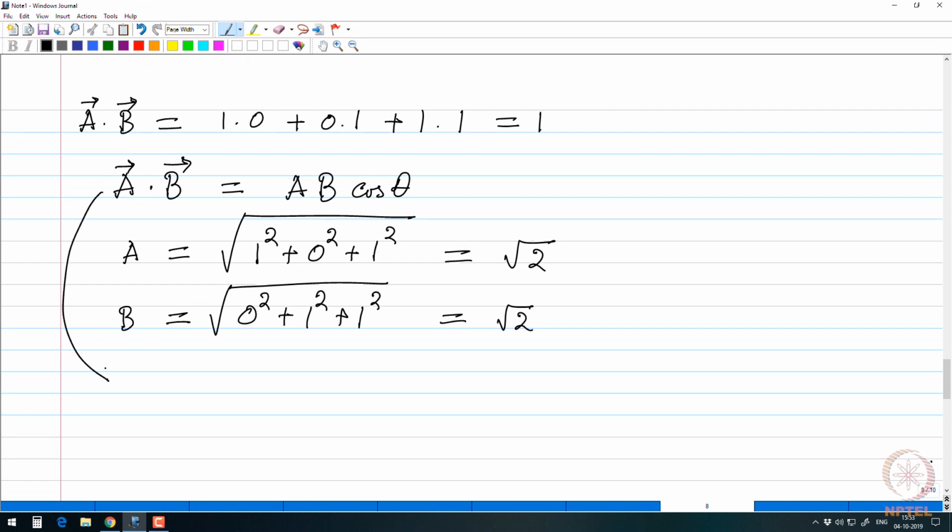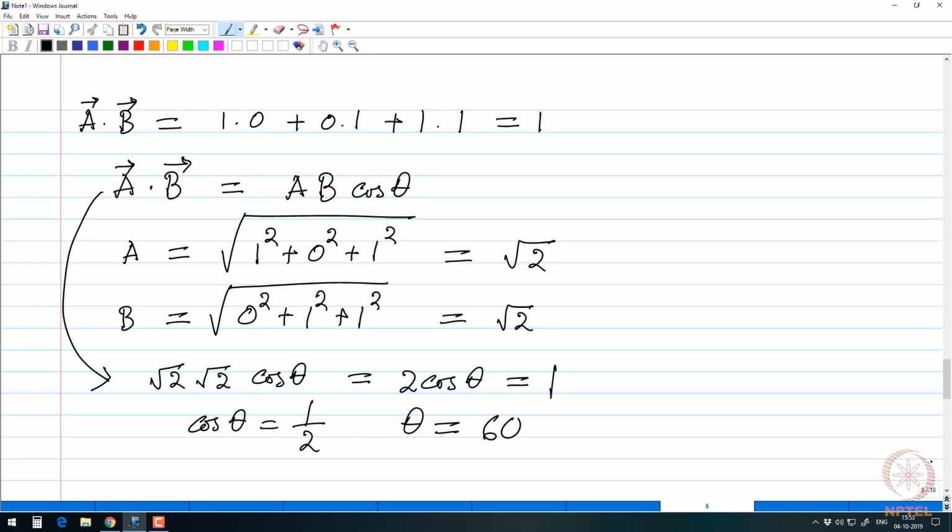And now applying this equation here, we find that square root 2 times square root 2 times cosine of the angle, that is 2 cos theta, is 1. And if 2 cos theta is 1, that means cos theta equals half, that gives us theta equals 60 degrees.